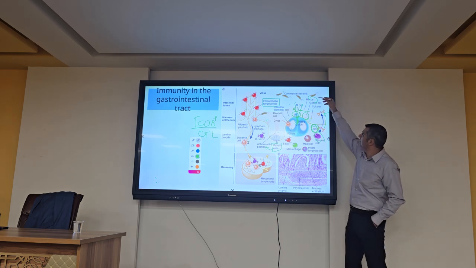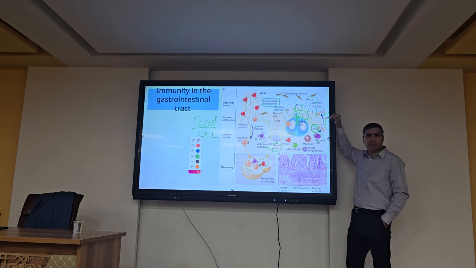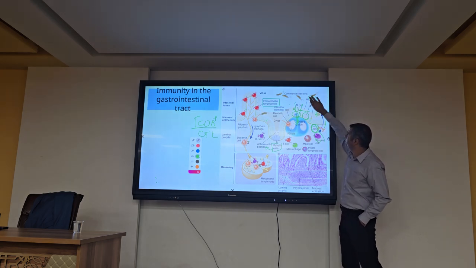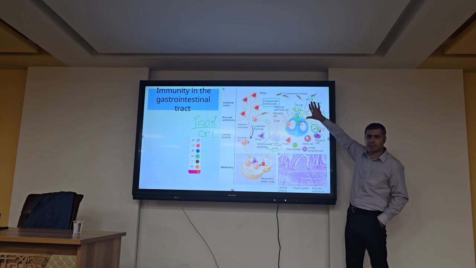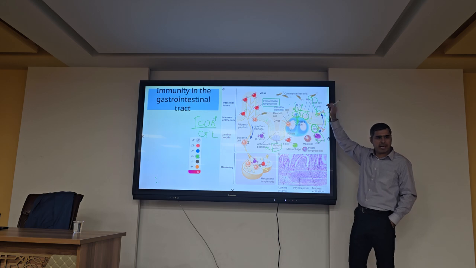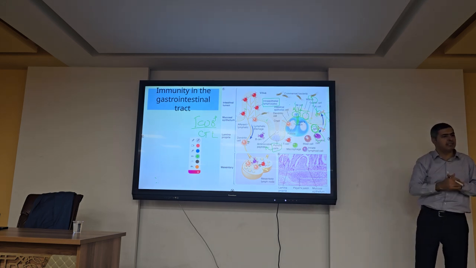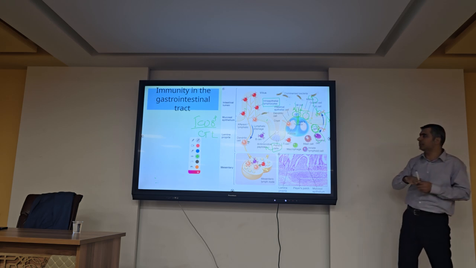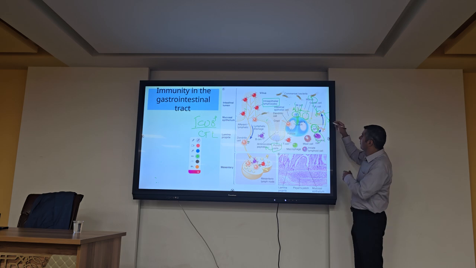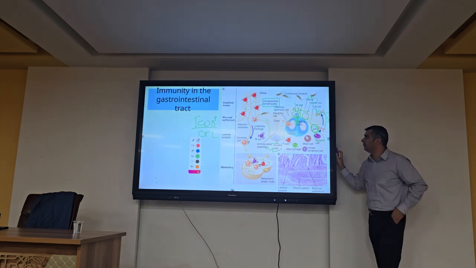For example, if a bacteria tries to come toward the epithelial cells, this antibody will bind to the bacteria and prevent the binding of the bacteria to the epithelial cell. So it's a neutralizing effect of IgA. As you remember, I said IgA can neutralize bacteria, viruses, and their toxins on the mucosal surface. IgA binds to the microbes and prevents their binding to the epithelial cells.